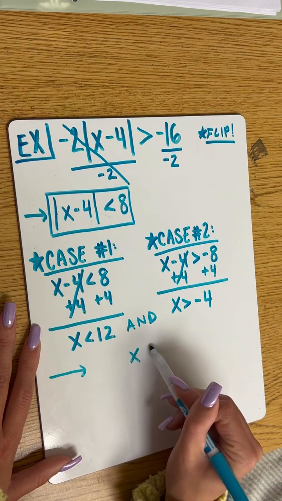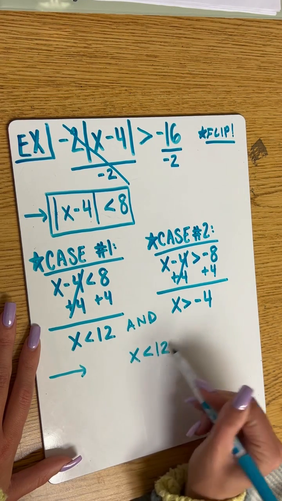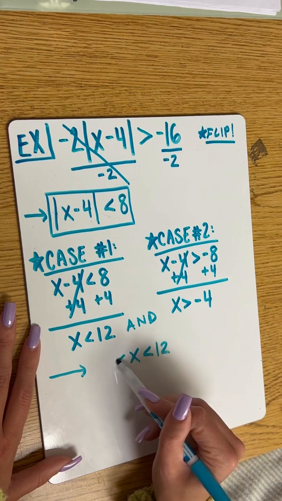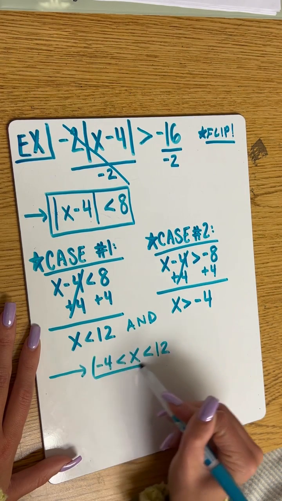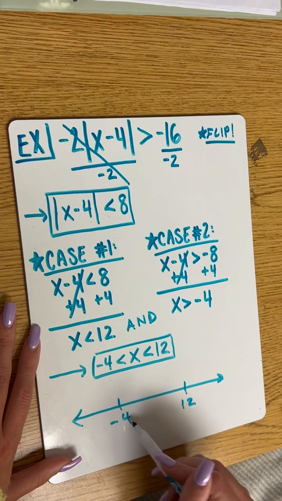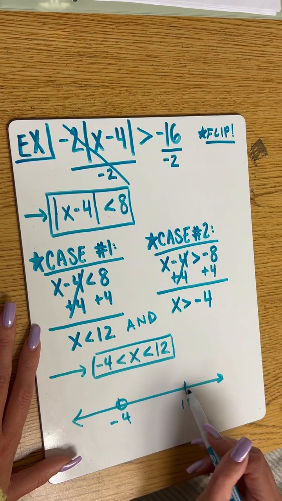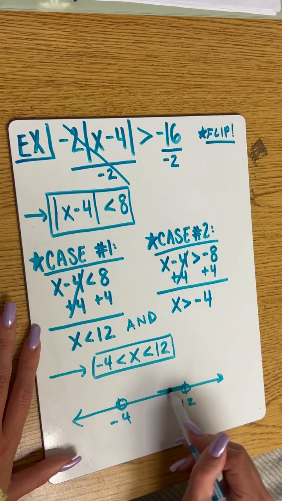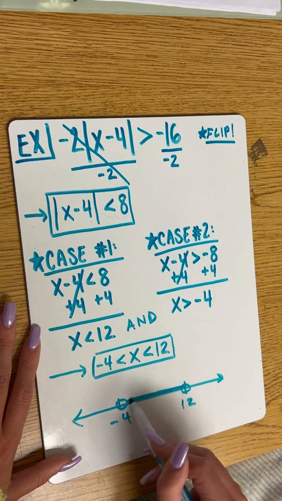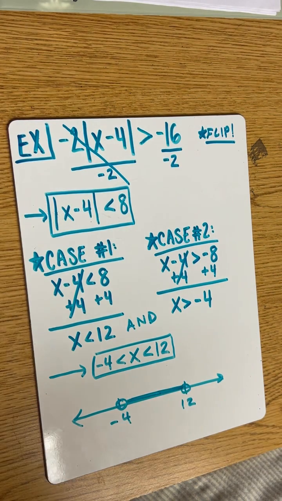The way that you write an "and" statement is actually without any words, and you just make sure that your symbols are opening up towards x. So this is saying that x is greater than -4 and x is less than 12. When I graph it, I'm going to use open circles and I'm going to shade the area in between, as this shows the intersection.